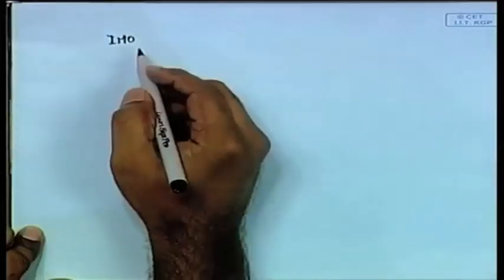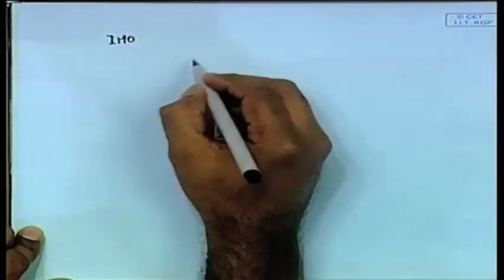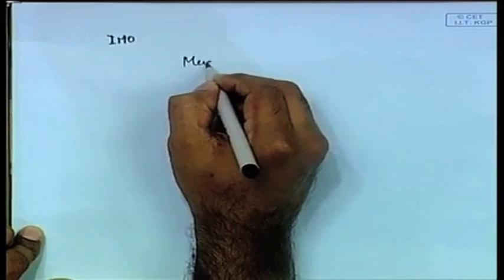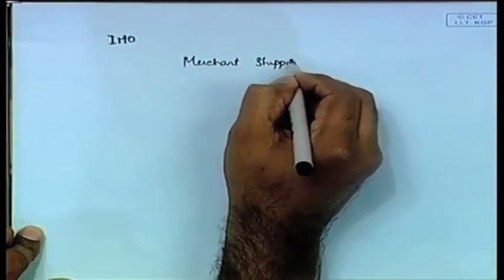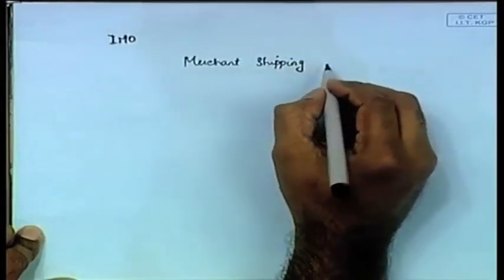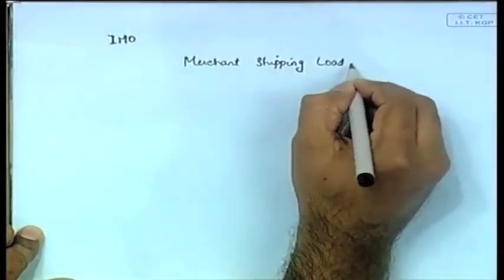Now, one of the rules is like this; it is not just the IMO. There is something known as, this is just for merchant ships, merchant shipping, it is called load line rules.